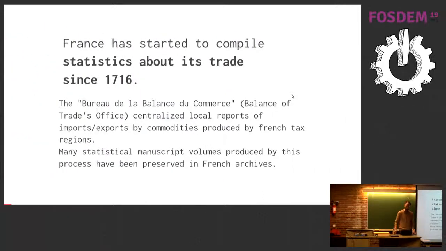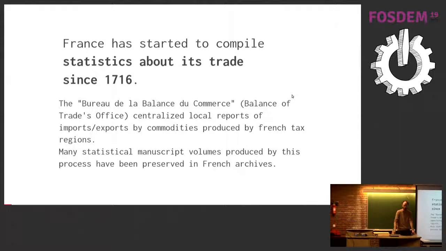First, I will tell you about what 18th century French trade is and what is interesting. So basically, France as a state started to compile statistics about its trade since 1716. The Bureau de la Balance du Commerce did that. This is the organization that actually wrote paper reports about imports or exports of commodities from France or to France from foreign regions.